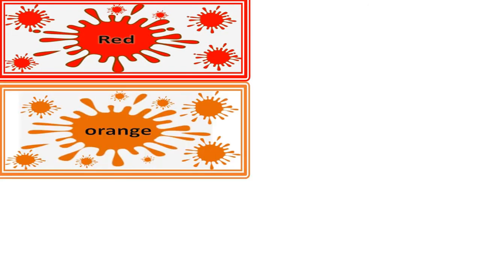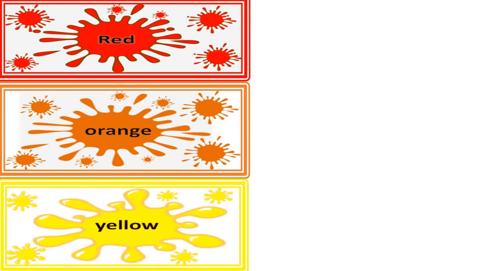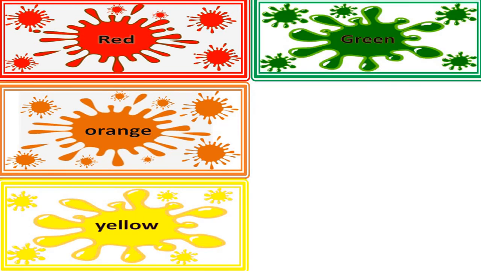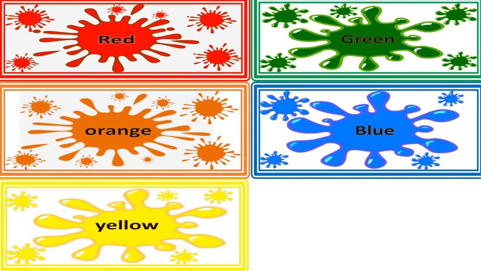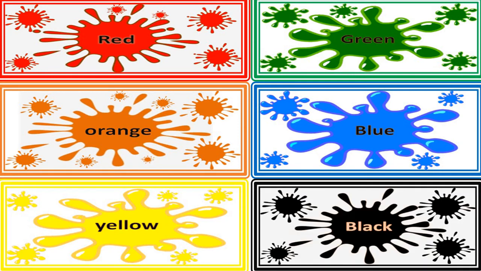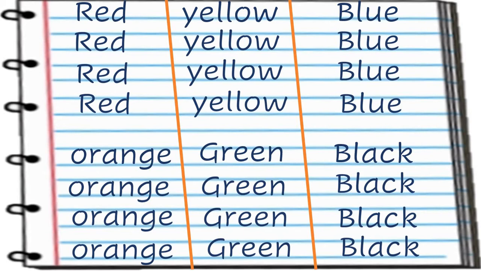Now, please keep these vocab: red, orange, yellow, green, blue, black. Write them down in your notebook, each for 4 times, like this.